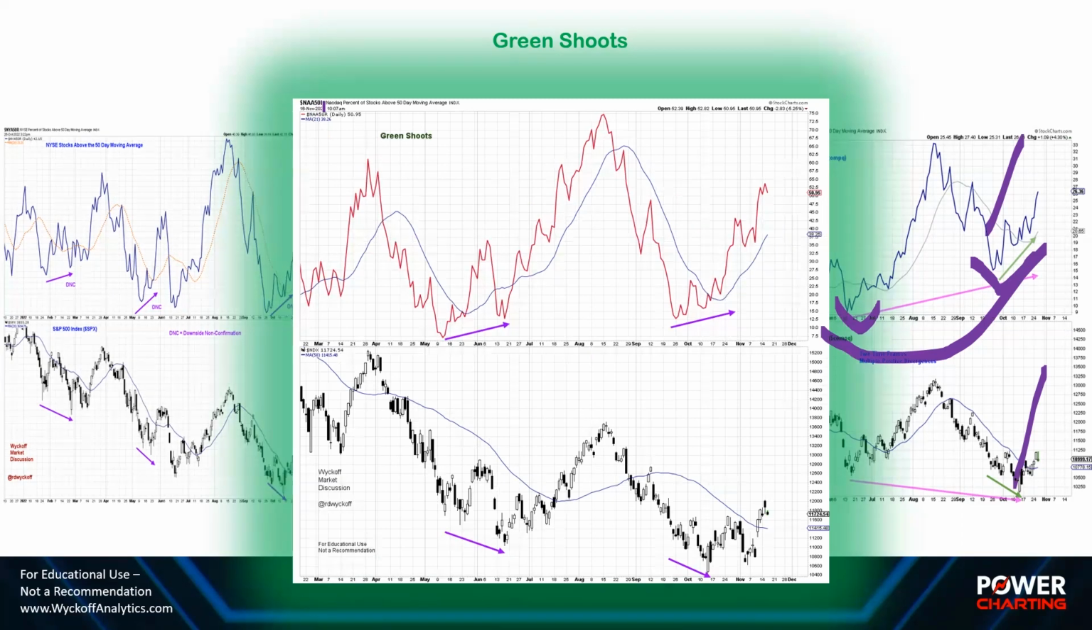This is again going back to stocks above their 50-day. The 50-day is much more sensitive, but again, you can see the positive divergence along here and an upward stride of the green shoots indicator, more and more stocks. So around 50% of stocks are now above their 50-day.